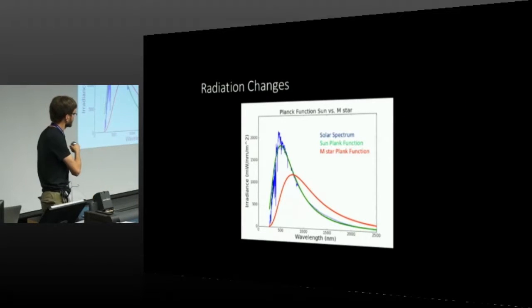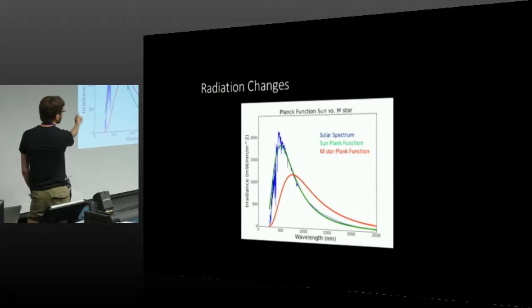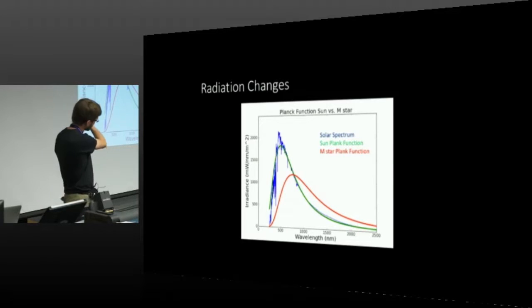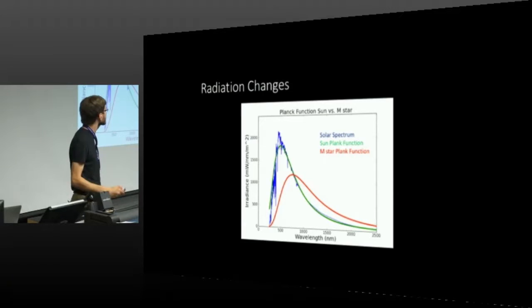Just to give you an idea of what changing the radiation spectrum involves, the more complicated step, I'm sure many of you are familiar with the Planck function. Here you can see the solar spectrum of the Earth according to different wavelengths. If we fit a Planck function to the sun, that coincides exactly with those observations. But with an M star, we're looking at peak radiances at different wavelengths, and so that's a bit more of a complicated process.